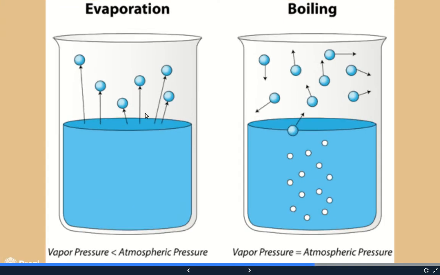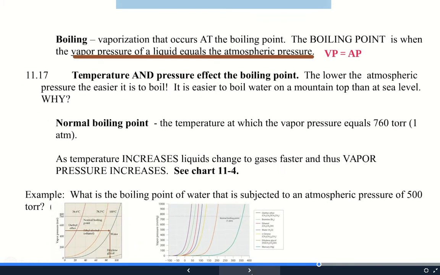When the air above equals the vapor above, there's evaporation, and then here's boiling. When the vapor pressure pushing up equals the atmospheric pressure pushing down, you're going to get boiling. Vapor pressure equals atmospheric pressure when it boils. In evaporation, the vapor pressure is less than the atmospheric pressure. Evaporation happens only at the top. Boiling happens all the way through. There are a couple more pictures about that we'll go through.